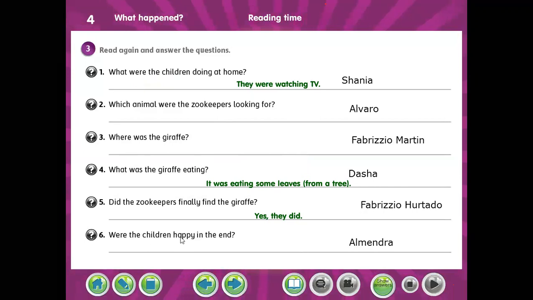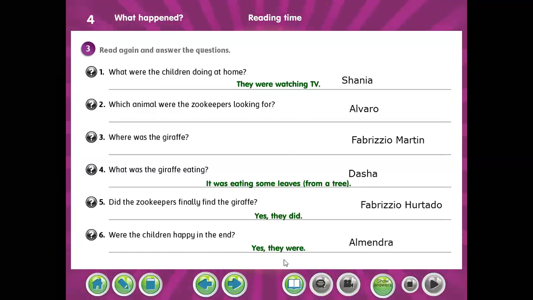Almendra, please. Almendra, number 6. Profesor, ¿me escucha? Yes. Were the children happy in the end? Yes, they were. Very good, Almendra. No, the children, at the end of the story, the children were very happy. Why were the children very happy? Because the zookeeper says, you can visit the zoo anytime you want.